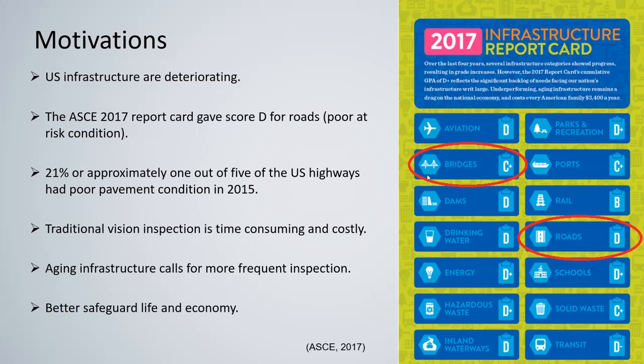Motivations. According to the 2017 ASCE report card, bridges rating as C+, and roads rating as D, which means poor, at risk condition. 20%, or approximately 1 out of 5 of the US highways had poor pavement condition in 2015. Traditional vision-based inspection is time-consuming and costly. Aging infrastructure calls for more frequent inspection, so we need frequent inspection to better safeguard life and economy.